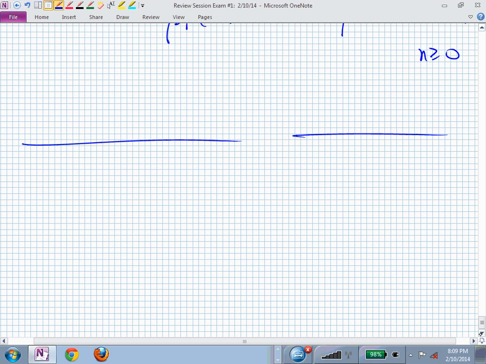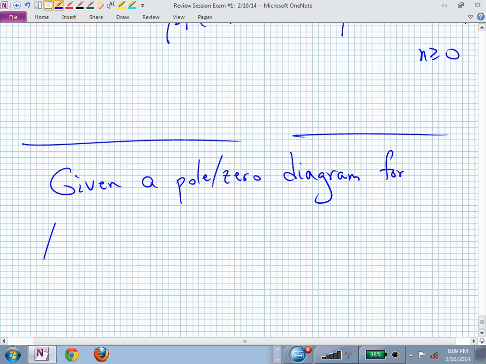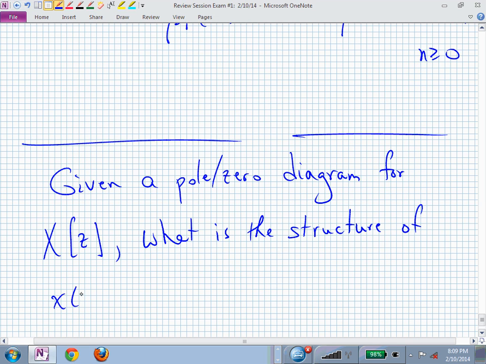Suppose you're given a pole zero diagram for some transform, capital X of z. What is the structure of little x of n?